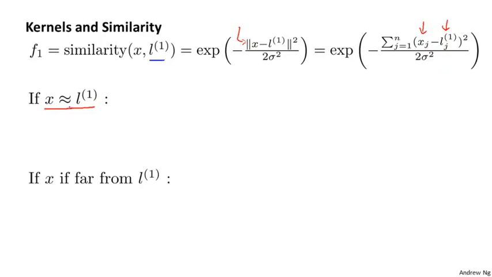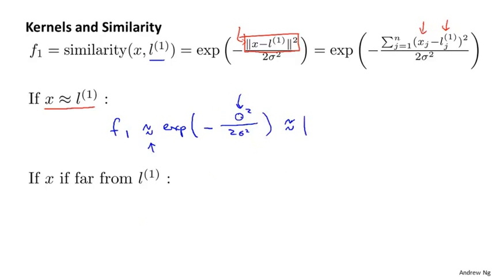Suppose x is close to one of the landmarks. Then this Euclidean distance formula in the numerator will be close to 0, right? So the square distance between x and L will be close to 0. And so f1, this feature, will be approximately e to the minus 0 squared over 2 sigma squared. So e to the minus 0, e to the 0, is going to be close to 1. I put the approximation symbol here because the distance may not be exactly 0, but if x is close to the landmark, this term will be close to 0, and so f1 will be close to 1.